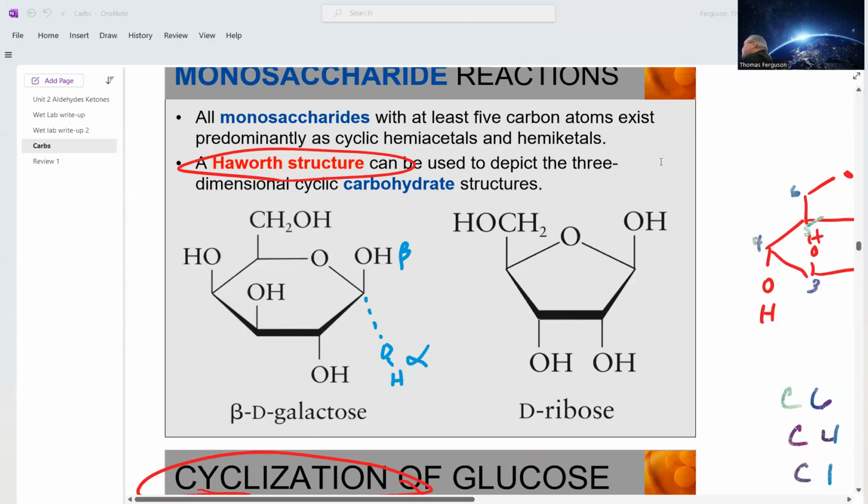Okay, and those cyclic structures are called Haworth structures. There's Fisher projection and Haworth, and this is usually the way it's projected. Now, it's sort of three-dimensional, sort of not. The thick lines are coming out towards you, and the thin lines are in the plane of the page. So you can think of it as kind of slanted a little bit.